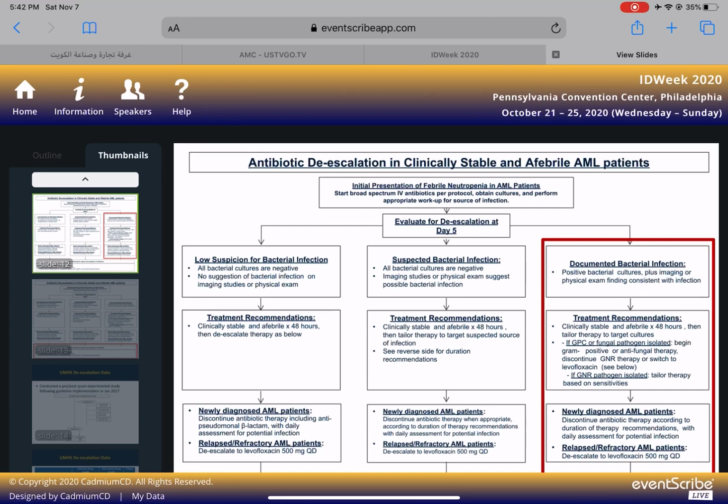candidemia. A lot of times we'll start micafungin for candidemia, and we will actually discontinue or switch these patients to prophylaxis with levofloxacin. So we're stopping their IV anti-pseudomonal if we know that they have a pathogen that's not gram negative. And then, similar to the previous column, suspected bacterial infection, we refer to the chart on the back. We give them the right duration of therapy, and after that duration is up, we're switching them to prophylaxis at that point.